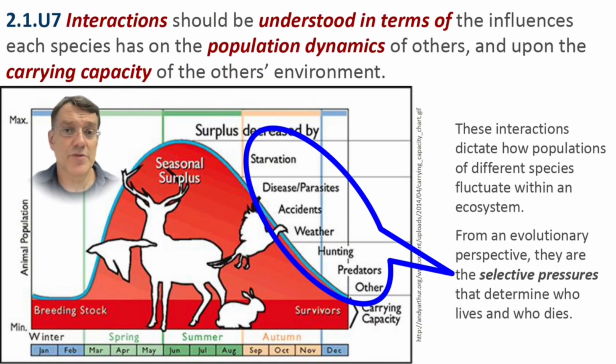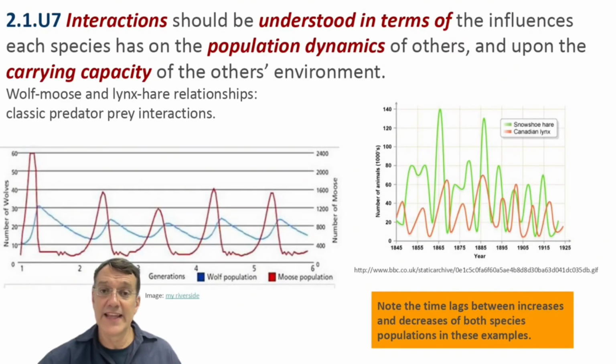Interactions between species should be understood in terms of how they influence population dynamics and carrying capacity. The diagram shows various factors that affect animal populations throughout the year. Wolf, moose, and lynx-hare relationships demonstrate classic predator-prey interactions. This is something you should definitely remember for your exam. Notice the cyclical patterns and the time lags in these population graphs.